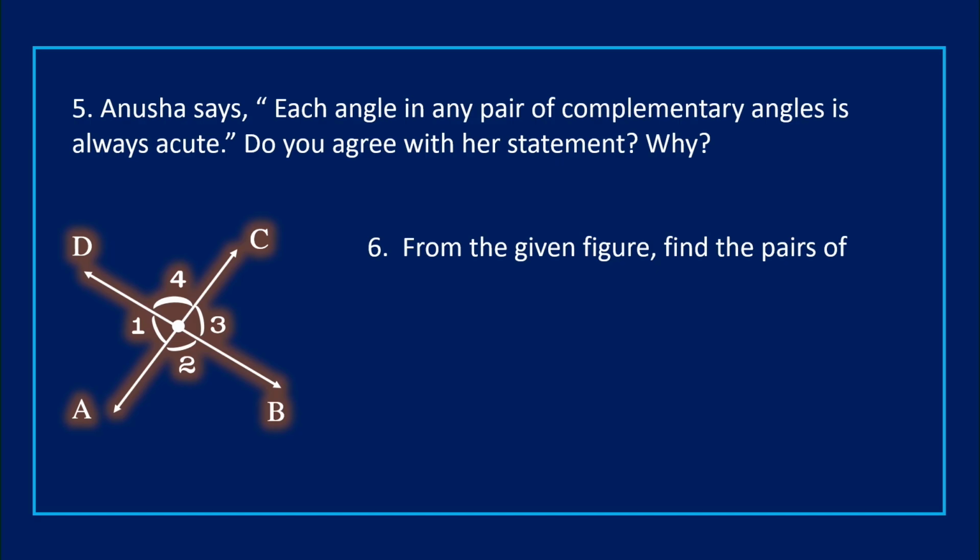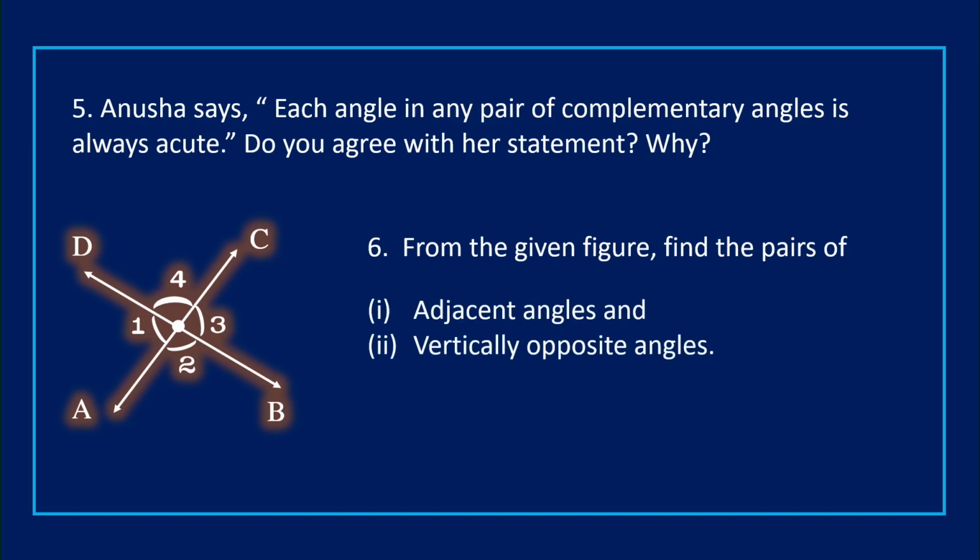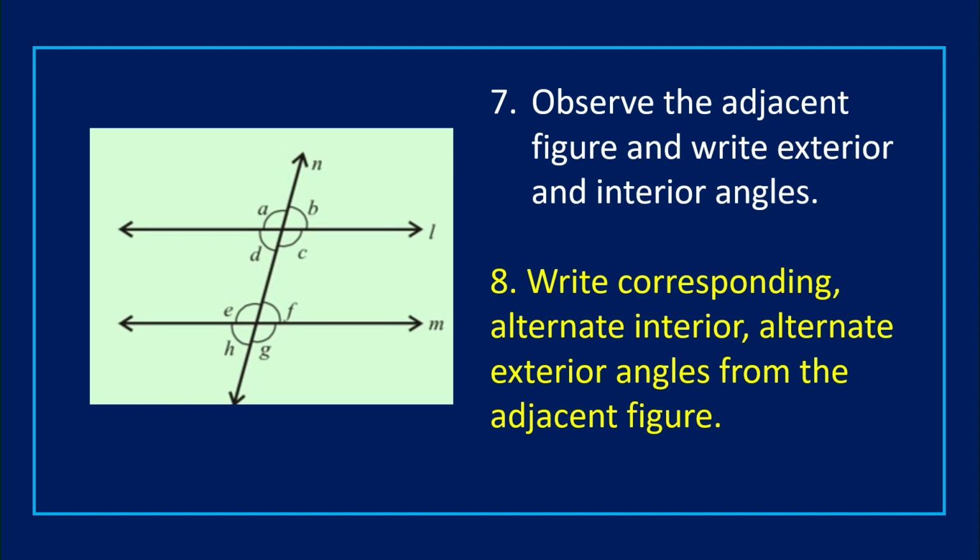Sixth one, you can observe the picture. From the given figure, find the pairs of adjacent angles and vertically opposite angles. Seventh one, observe the adjacent figure and write exterior and interior angles. From the adjacent figure, write corresponding, alternate interior and alternate exterior angles.